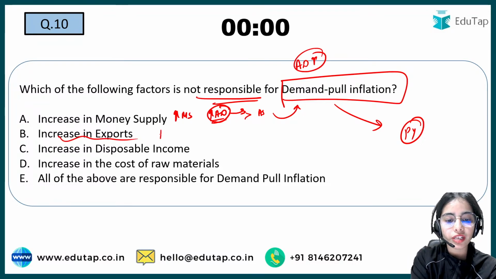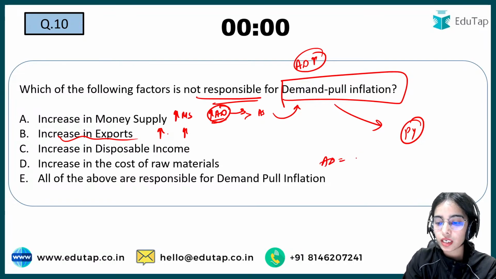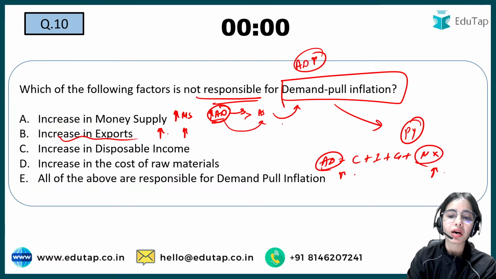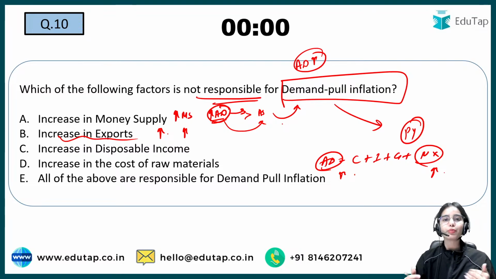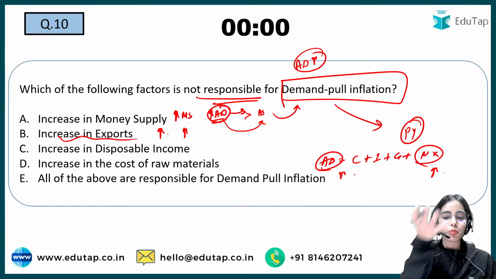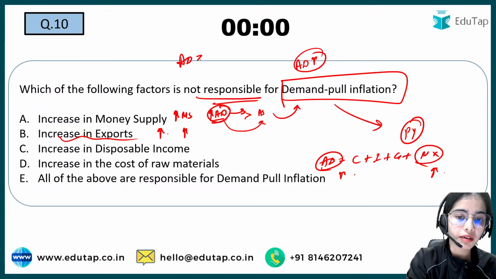Increase in exports. If the exports are increasing, that means the aggregate demand, that is consumption plus investment plus government expenditure plus net exports, increases. So if the net exports are increasing, aggregate demand will increase, and if the aggregate demand is greater than aggregate supply, demand pull inflation is going to come. The demand is pulling the prices. If the aggregate demand is greater than aggregate supply, the prices rise.